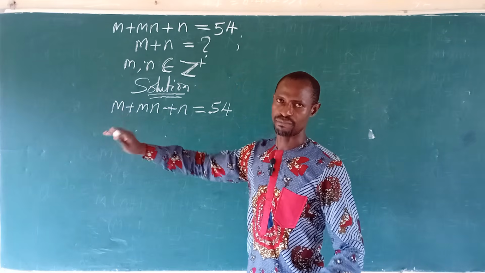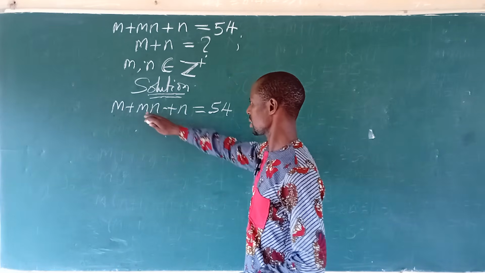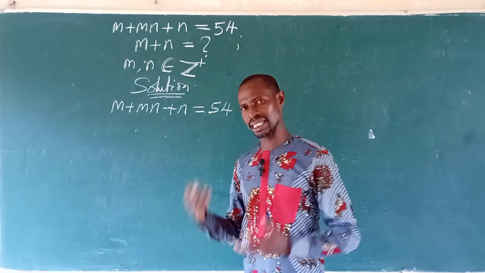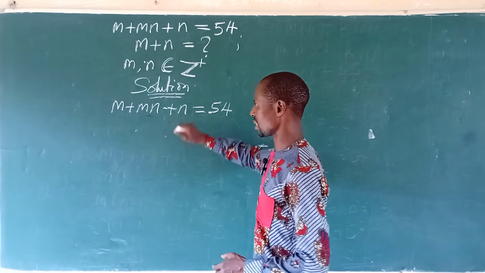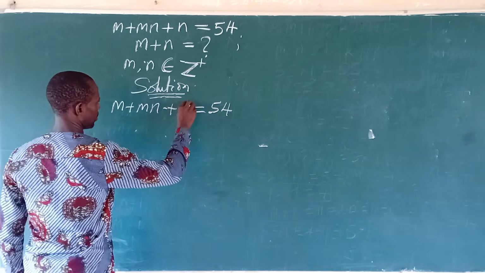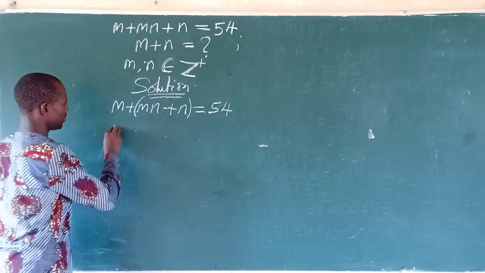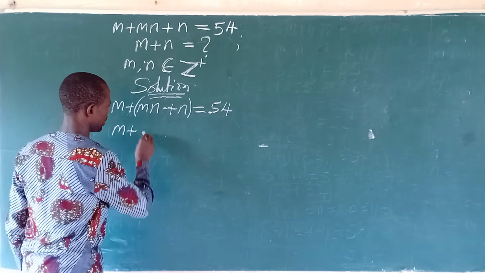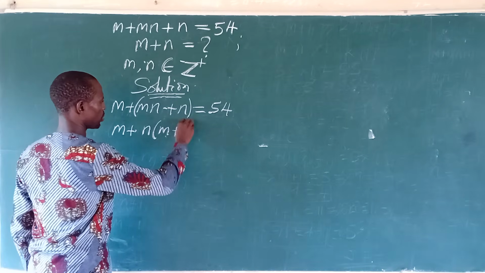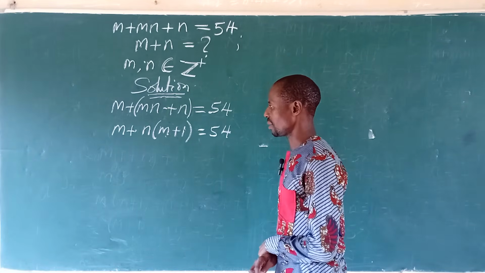Now, I solved this same problem in a live video, and in that case, I bracketed this and factored out m. But this time around, that is the reason why I'm bringing this, because I said in that video that if I decide to bracket the other one, I will still get the same answer. So I want to put this and this in bracket, and what is common here is just n. So this is going to give m plus n into, here I'll be left with m plus 1, close bracket, equal to 54.